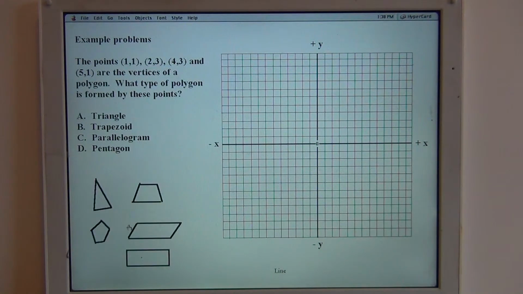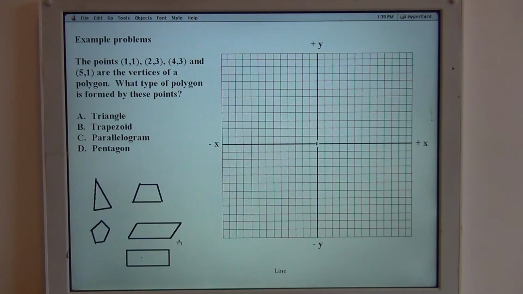Well, let's take a look here. We know what a triangle looks like. That's this. Now, this is a trapezoid. A trapezoid has two parallel lines. This line and this line are parallel, but this line and this line are not parallel. This is a pentagon. Pent means 5, pentagon, and it has 5 sides. And both of these are parallelograms. Parallelograms, this side and this side are parallel, this side and this side are parallel. This is a rectangle, pardon me, which is a parallelogram also, because these two sides are parallel and these two sides are parallel. All right.